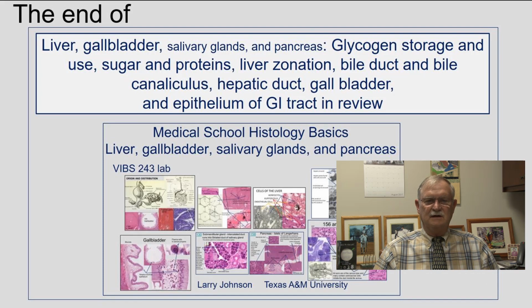This is the end of the liver, gallbladder, salivary glands, and pancreas with the glycogen storage, use, sugar and proteins, liver zonation, bile duct, liver canaliculus, bile canaliculus, hepatic duct, and the GI epithelium in review.